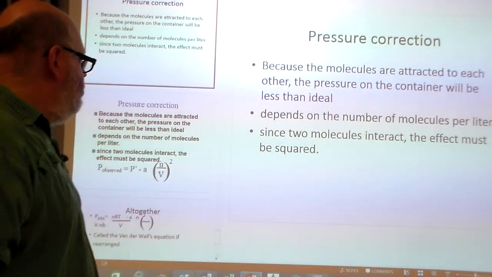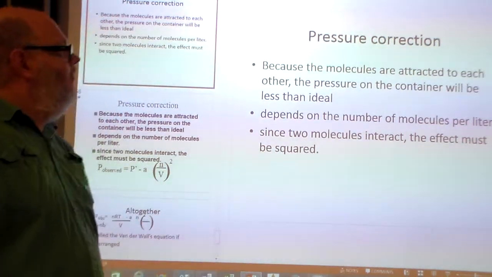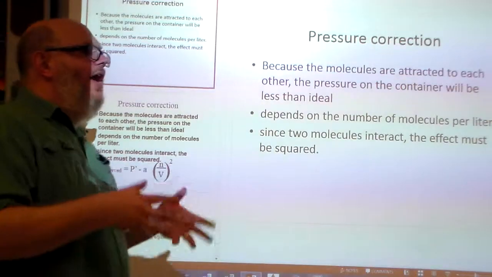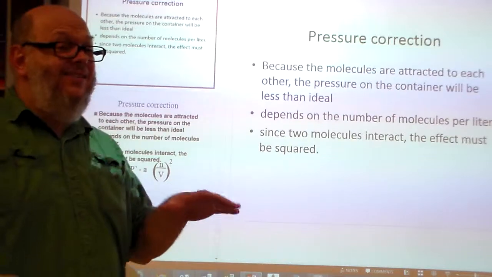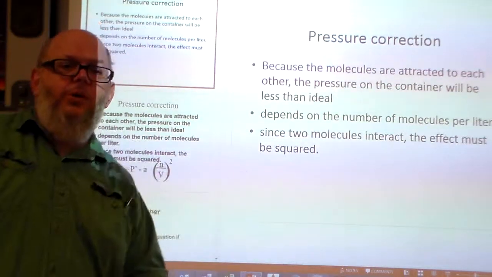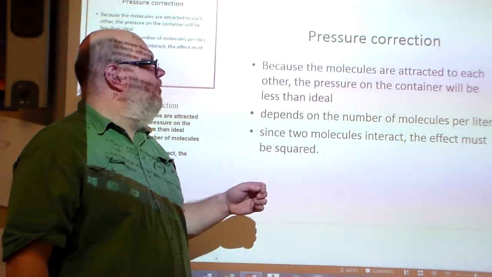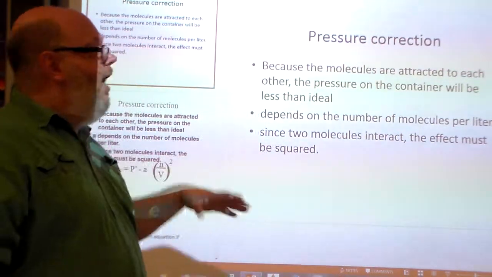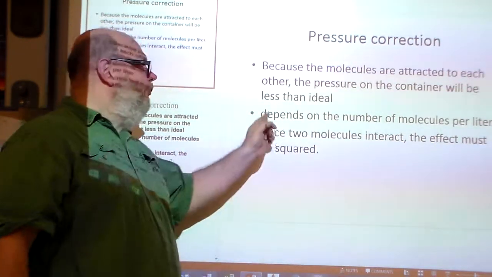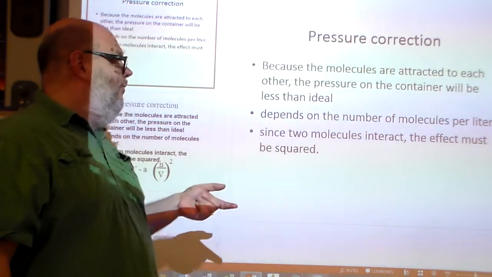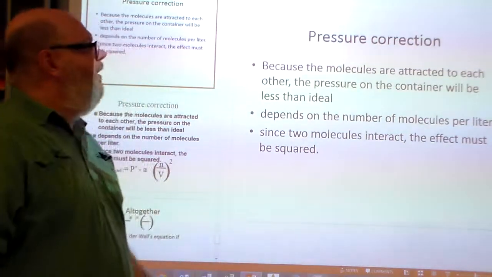We also talk a little bit about pressure correction as we're winding down here. Okay, the molecules are attracted to each other. The pressure on the container is not going to be the ideal because remember that PV equals nRT, that's the ideal gas law. Here we're looking at how real gases behave. And of course the molecules are attracted to each other. The pressure on the container is not going to be the same as it would be if it were an ideal gas. But it also depends on the number of molecules per liter. And of course, since two molecules are interacting, the effect has to be squared.